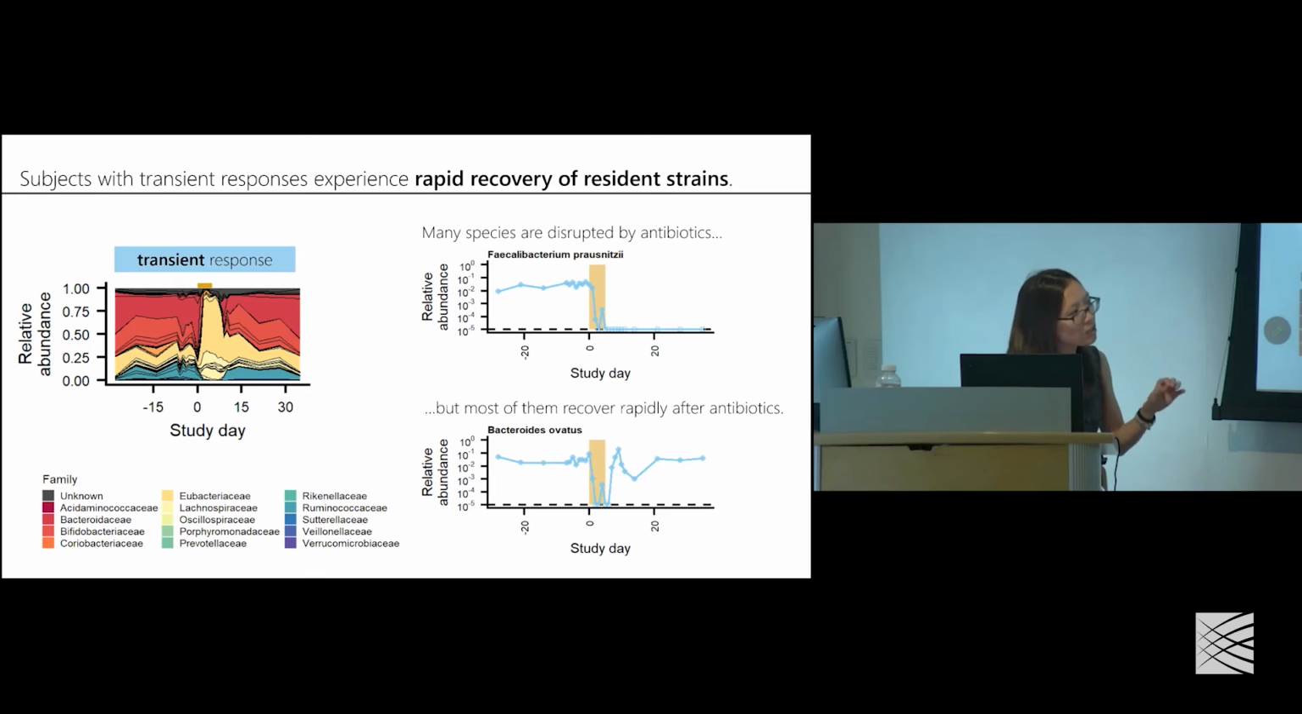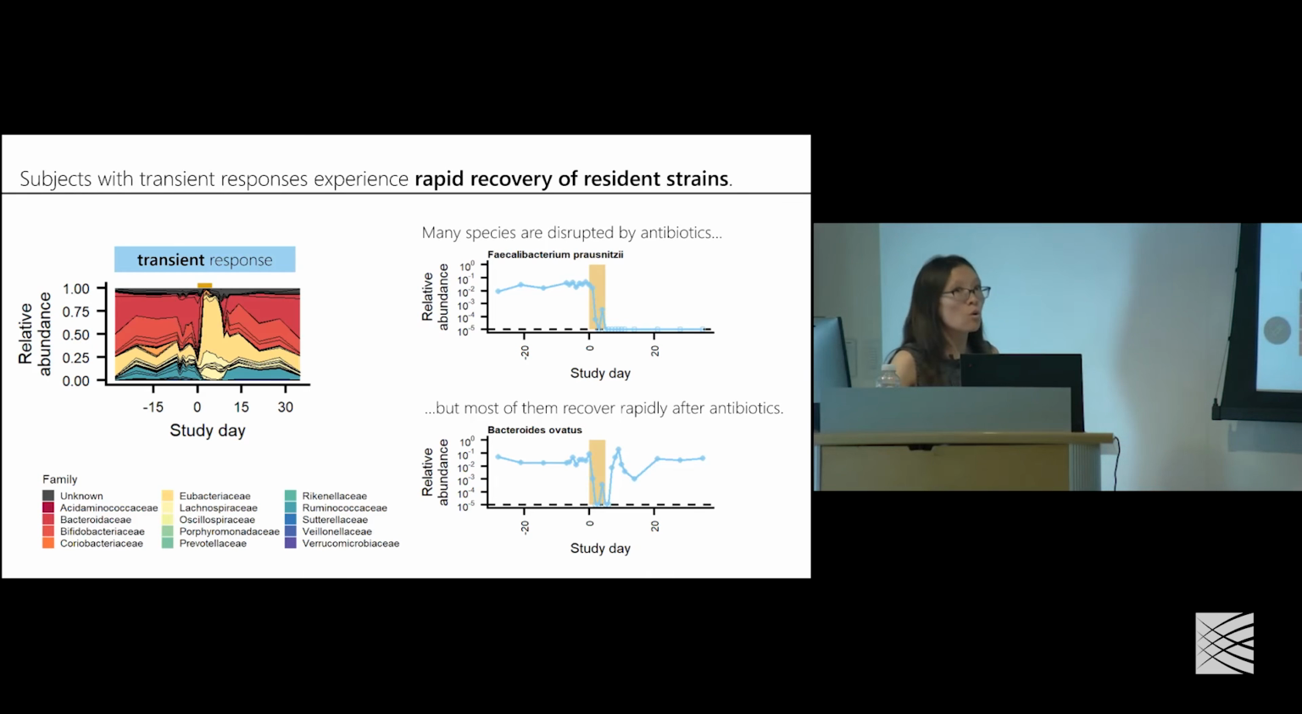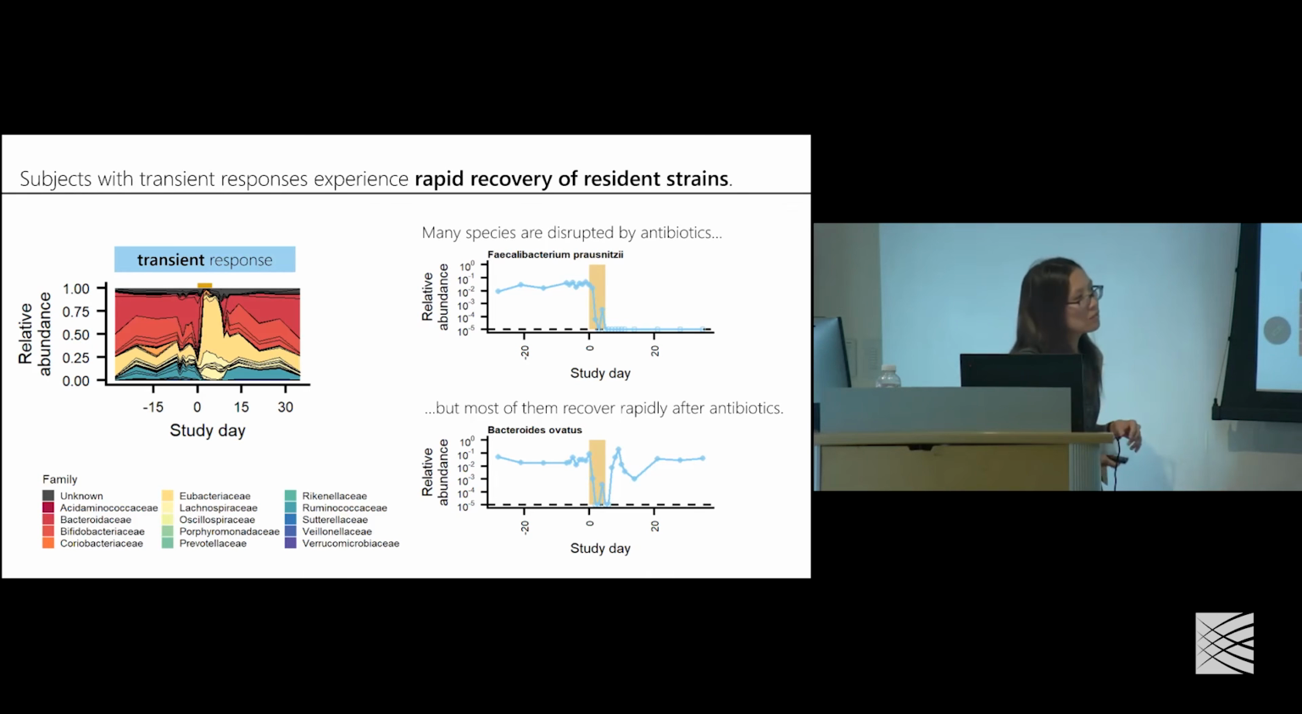And I want to emphasize that because we're doing strain resolved sequencing here, we actually know that the strains that were here after antibiotics are the same as strains that we detected pre-antibiotics. And so this is really important. It's not that these people are getting new strains from the environment driving this recovery. It's actually their own strains driving the recovery.